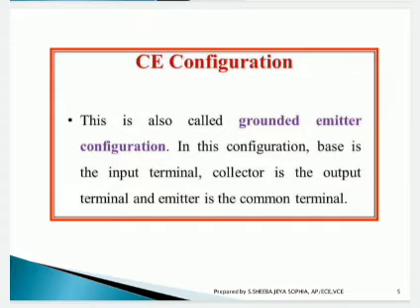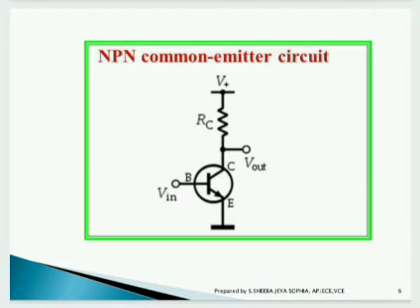Moving to common emitter configuration, CE configuration, it is also known as grounded emitter configuration. Here, base is the input terminal and collector is the output terminal, emitter is the common terminal. And so, you can see clearly in this diagram of common emitter circuit of NPN configuration, emitter is grounded, which is the common point. Base acts as the input terminal from which V in is given, and collector acts as the output terminal from which V out is taken.